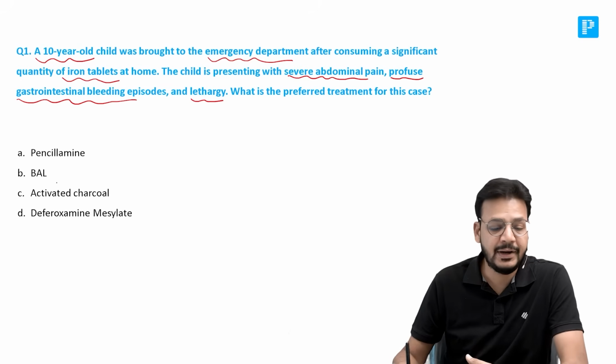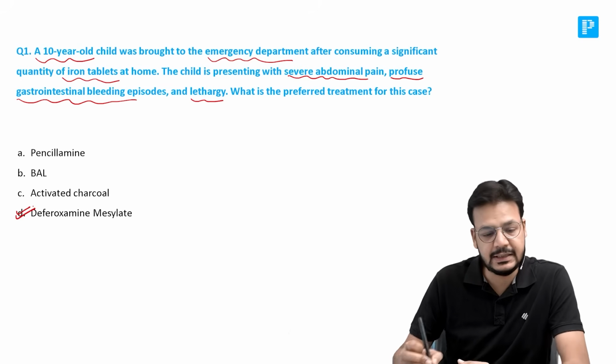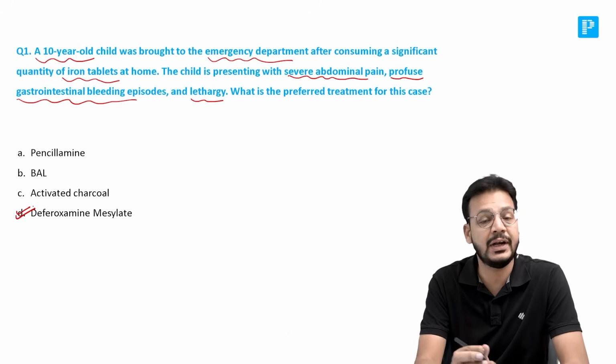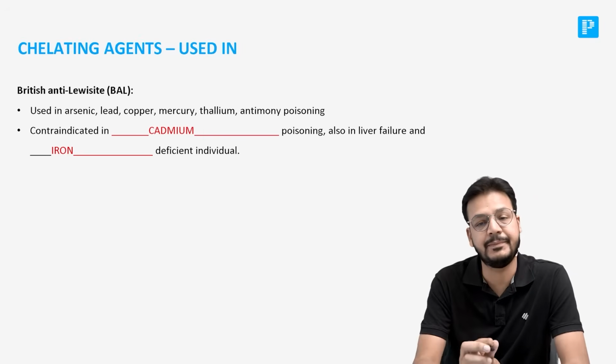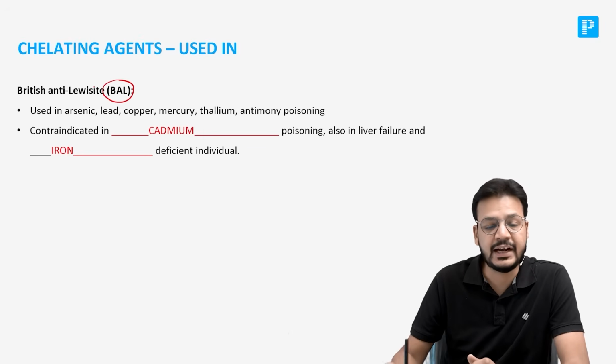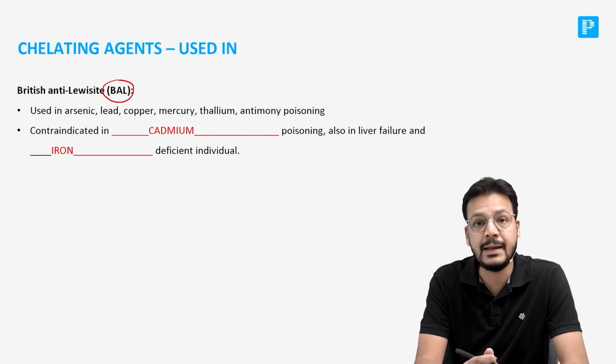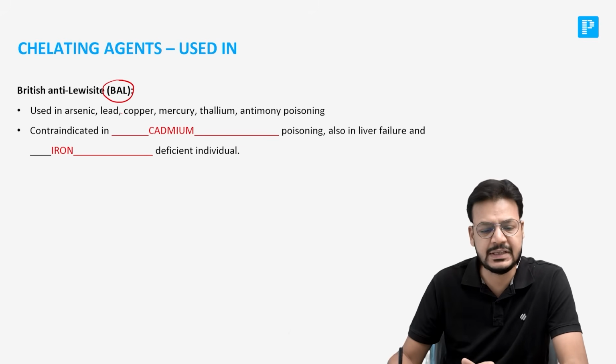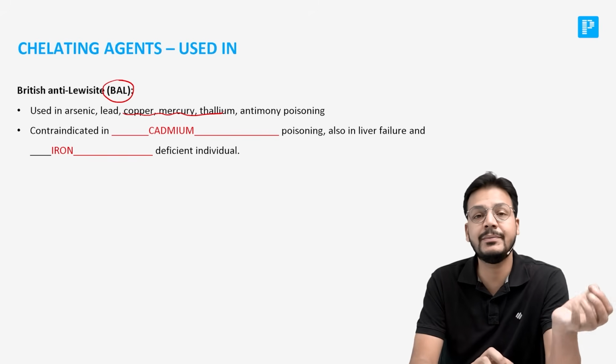So it's an iron tablet. So the treatment is deferoxamine. The chelating agent for iron is deferoxamine. British anti-lewisite, which is also known as dimercaprol, is used in all poisonings, but the question comes in the exam.